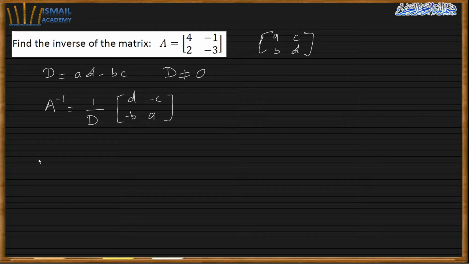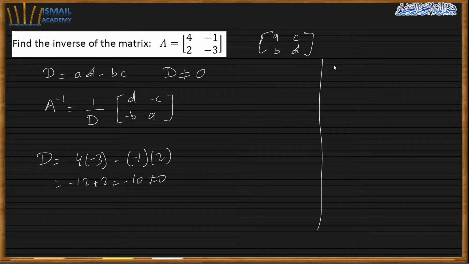Same thing here. So here I take my determinant, which is 4 times minus 3 minus 1 times 2. So it's minus 12 plus 2, which is minus 10, different than 0. That means there is an inverse. So I can give you an example where there's no inverse. For example, this matrix: 6, 1, 2, 3, for example. If I take my determinant here, I get 6 minus 6 equals 0. So there's no inverse here, so there's no point looking for an inverse.